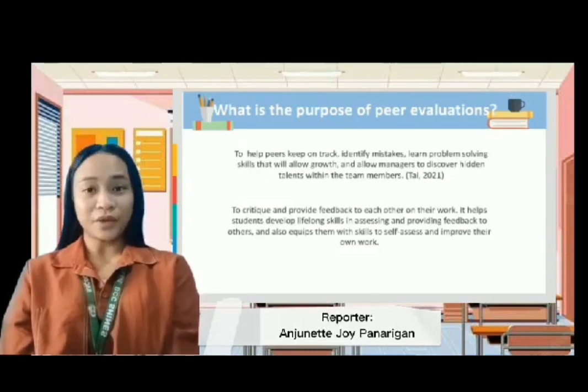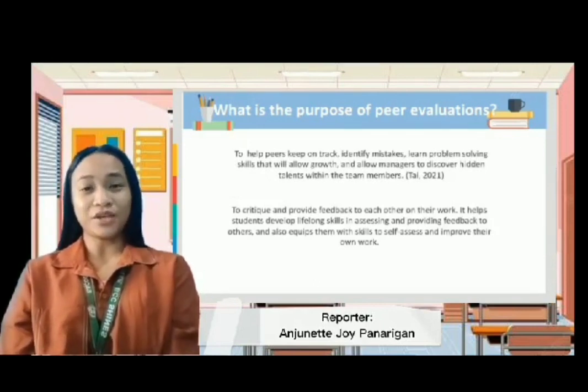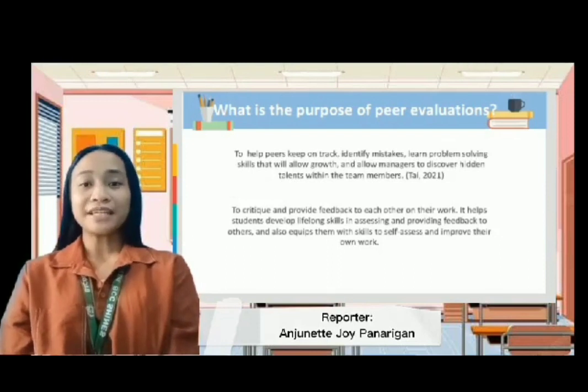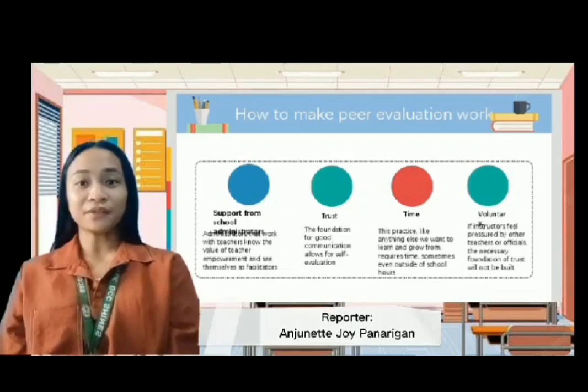For the negative evaluation, of course, it is up to the one being evaluated how he or she will take the negative evaluations. It's either he will let it devastate his life or it can be an inspiration to make a better performance the next time. Now let us move on to how to make peer evaluation work.